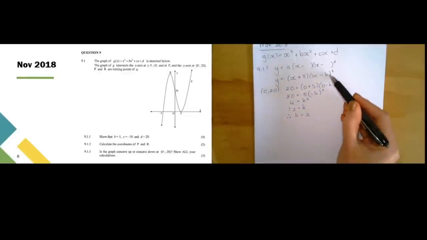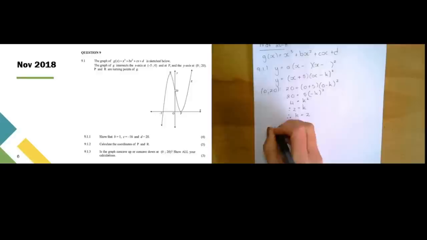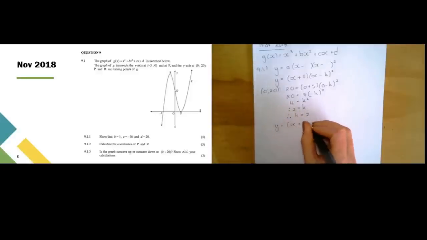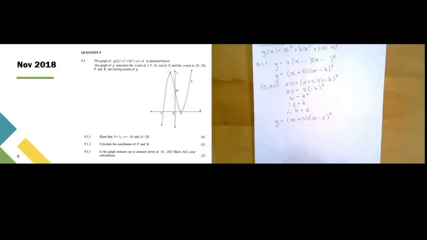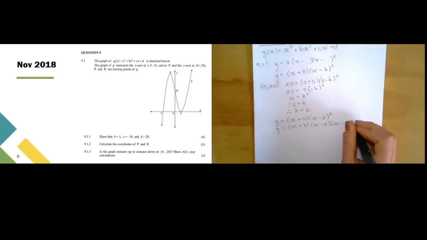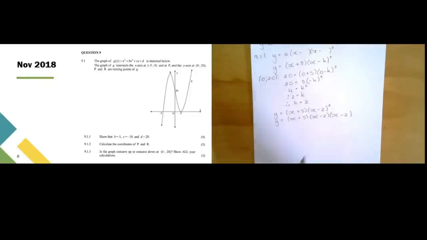So now I can go back here and I know my equation would be y equals (x plus 5)(x minus 2) squared. And I can multiply it out and get it in standard form. Please remember, the second bracket is squared. That means you've got the bracket twice. If you can do it in your head, you are welcome to. Otherwise, rather write the bracket out twice so you make sure you don't forget about the middle term.